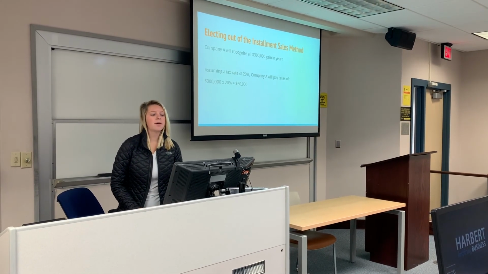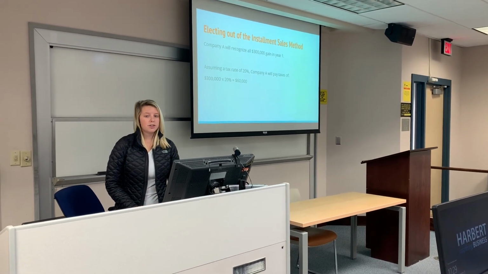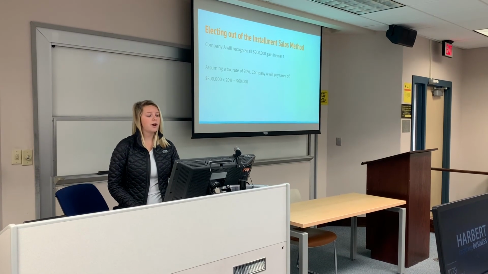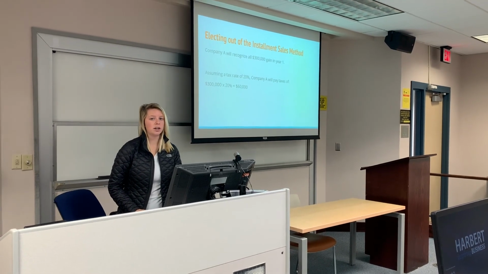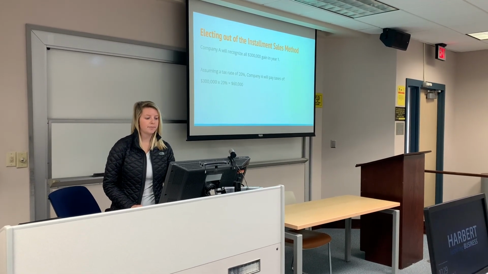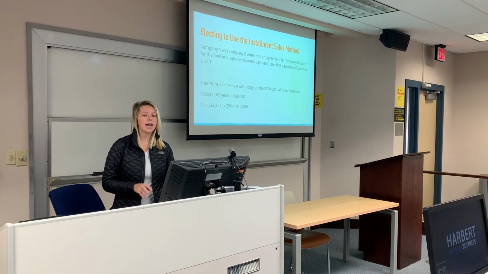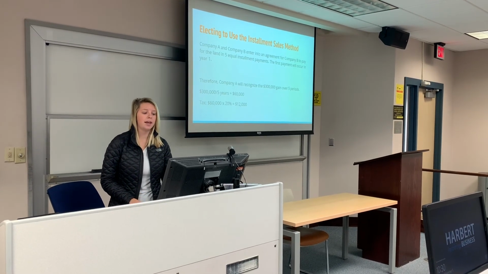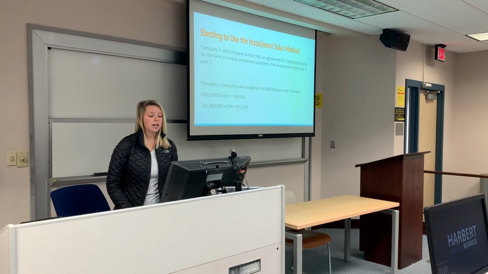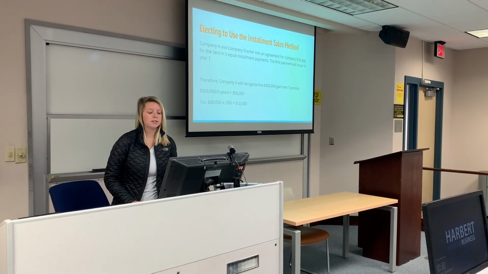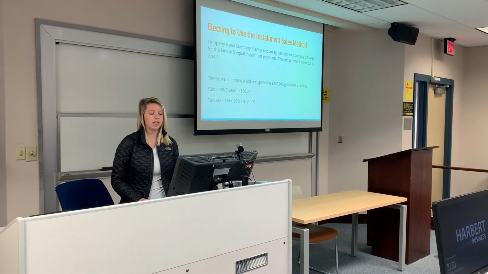So if Company A were to elect out of the installment sales method for tax purposes, they would recognize all of the $300,000 gain in year one. So if we were assuming a tax rate of 20%, Company A will pay taxes of $60,000, which is $300,000 times 20%. Rather, if they were to elect to use the installment sales method, Company A and Company B would enter into the same agreement for Company B to pay for the land over 5 equal installment payments. So therefore, Company A will only recognize the $60,000 of gain in year one and only pay $12,000 of tax in year one, assuming the same 20% tax rate.